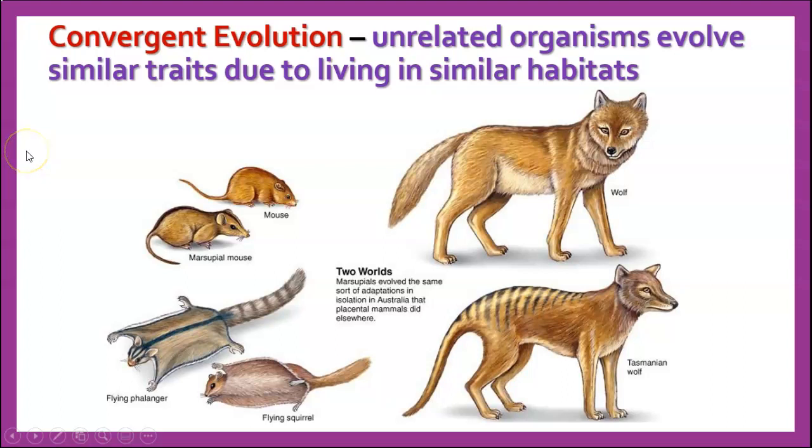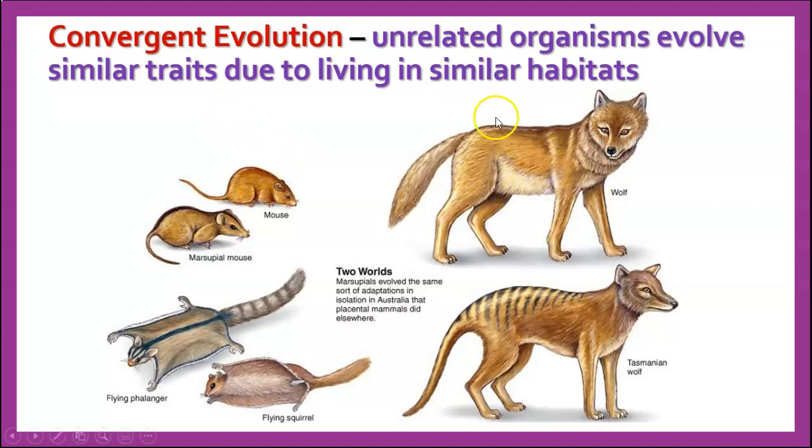Convergent evolution is when you have unrelated organisms that evolve similar traits because they live in similar habitats. The picture here from your textbook shows several really good examples. The big thing to remember is that all of the mammals that are native to Australia and New Zealand and Tasmania and around there are all marsupials, meaning they have a pouch, like a kangaroo does, like a possum does as well. But there are many species that are present in both Australia and the New World, and the Old World for that matter, that have similar characteristics.